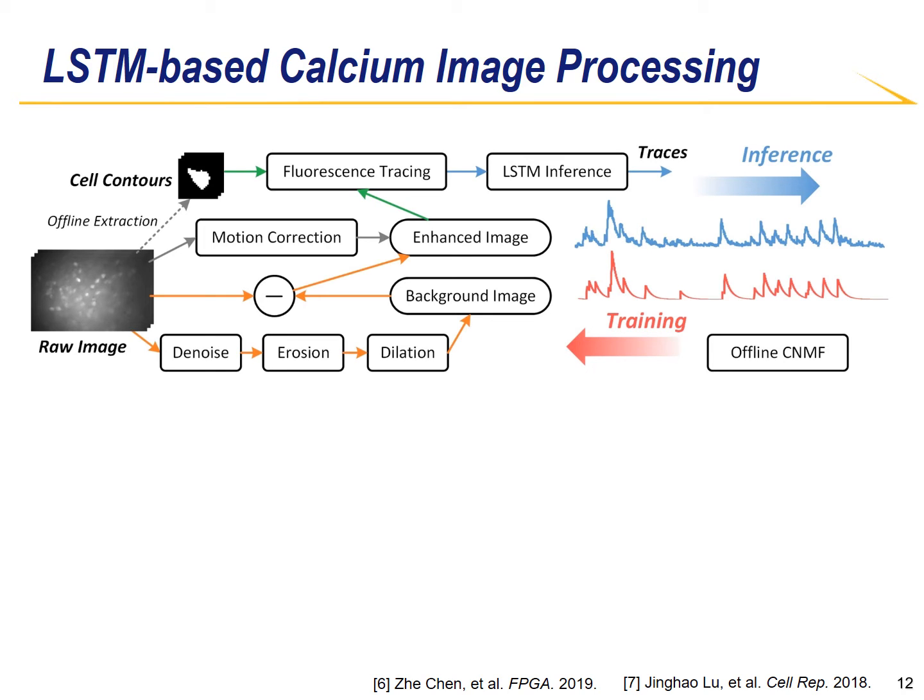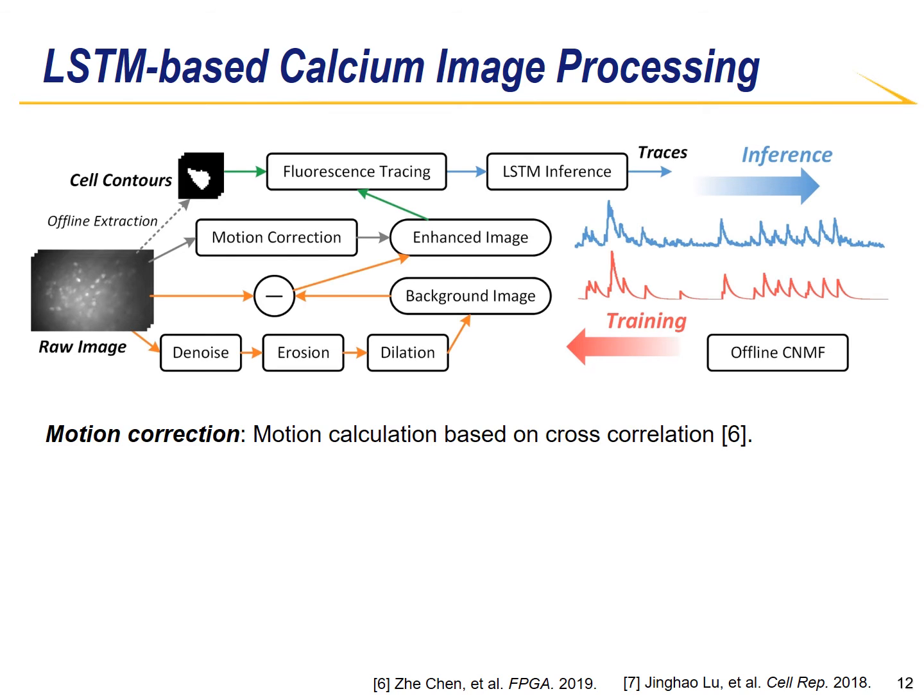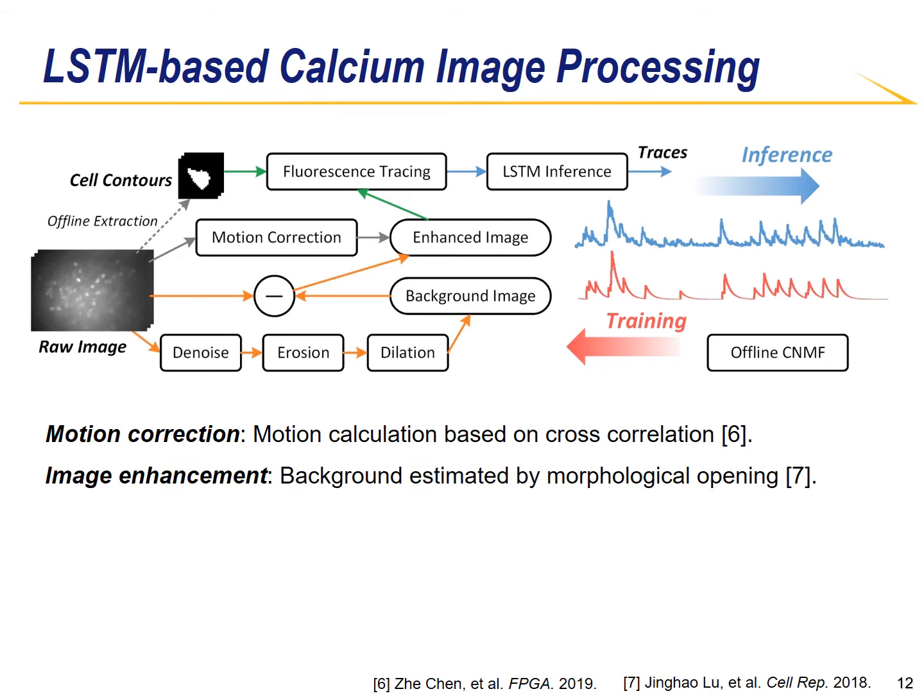This slide shows our proposed LSTM-based calcium image processing pipeline and the implementation of each stage of the computation. First, the motion correction is realized by a frame-based cross-correlation against a reference image, and the algorithm and accelerator design have been proposed in our previous work. Second, the image enhancement is implemented by the morphological opening operation, which combines morphological erosion and dilation, and this algorithm has been proposed in previous literature.